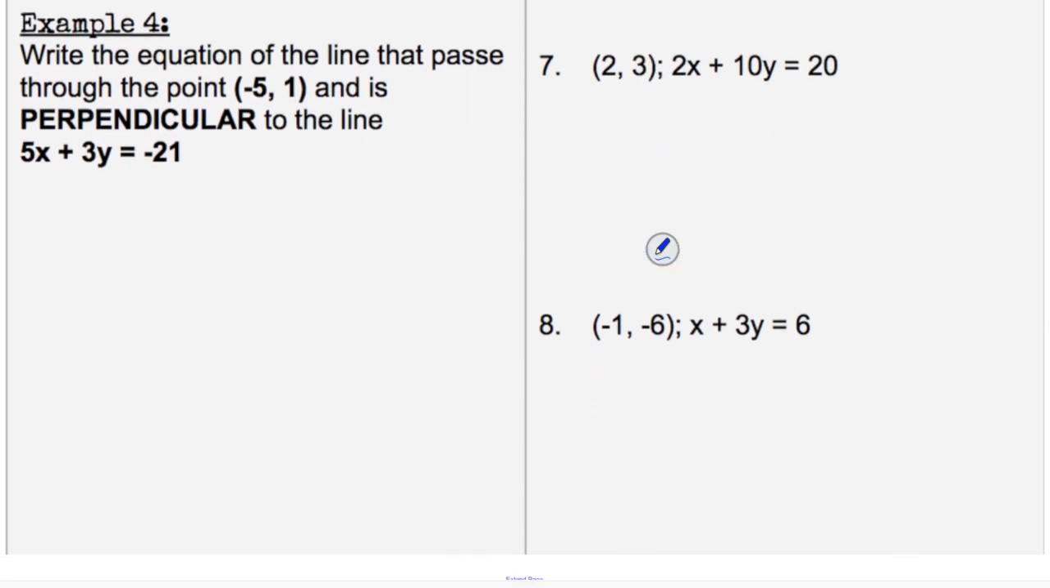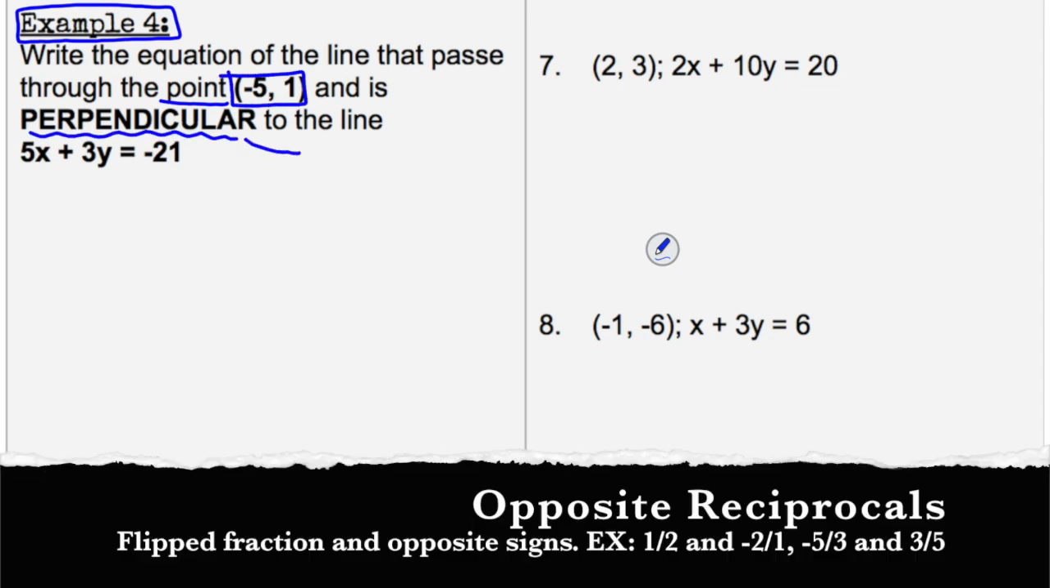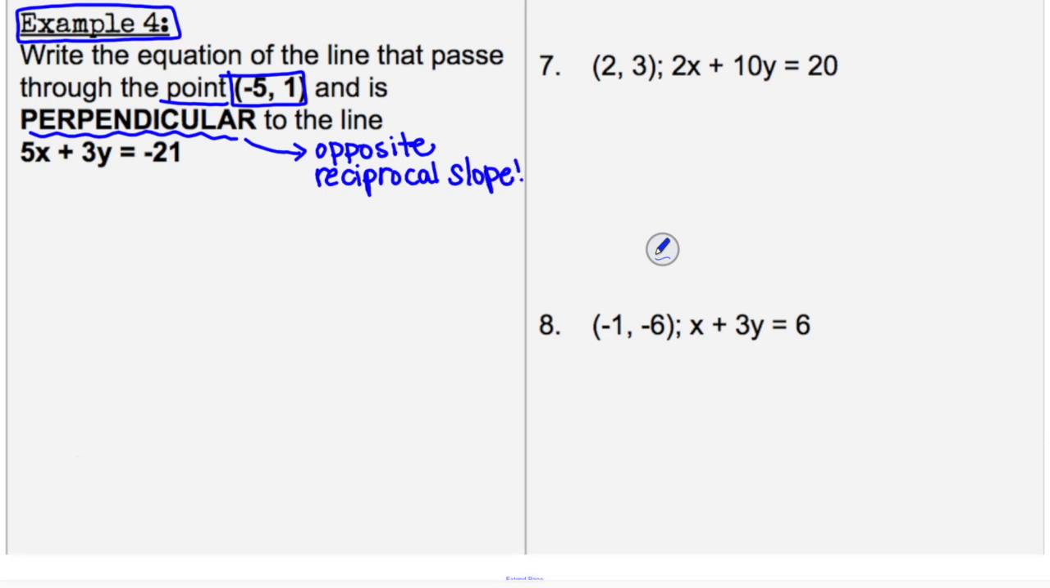We're going to continue with example number 4. So we're still writing a new equation from a given point, (-5, 1), that is perpendicular to the line that we have. And remember, perpendicular indicates that whatever slope we start with, we need to take the opposite reciprocal of that to be able to use it to create our new equation.